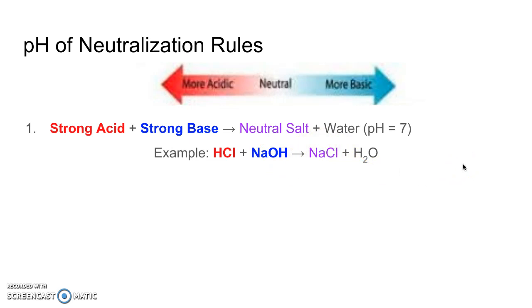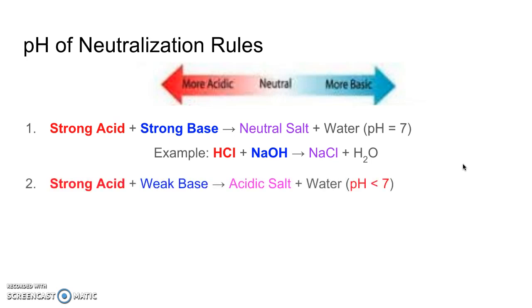Now let's say, for example, we have a strong acid and we mix it with a weak base. What do you predict we will get? A neutral salt, an acidic salt, or a basic salt? So strong acid and weak base. Okay, if you've guessed correctly, the acid is going to dominate, so we're going to get an acidic salt. That means that the pH of the solution is going to be more acidic, so it's going to be less than 7, which is what we see in this example here.